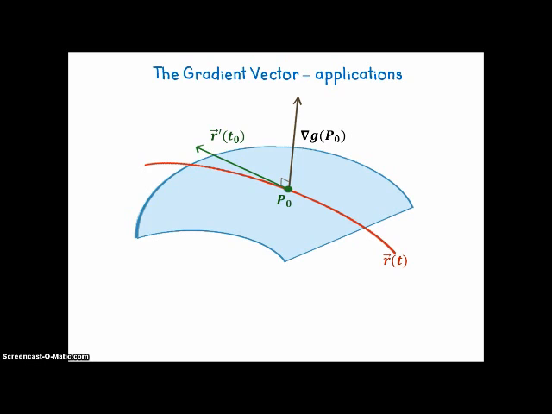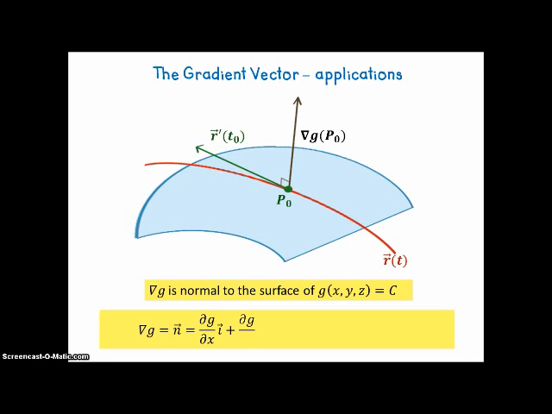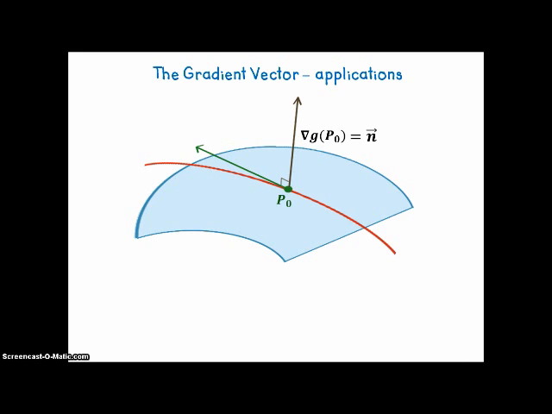But now if we have a three-dimensional gradient at that point, it will be perpendicular to the curve and to the surface. The gradient g is normal to the surface of g of x, y, z equals c, where that's your blue surface right there. Now the gradient is normal, so we can call it n, and there's some more notation for our gradient. And so let's call it the normal to the surface.